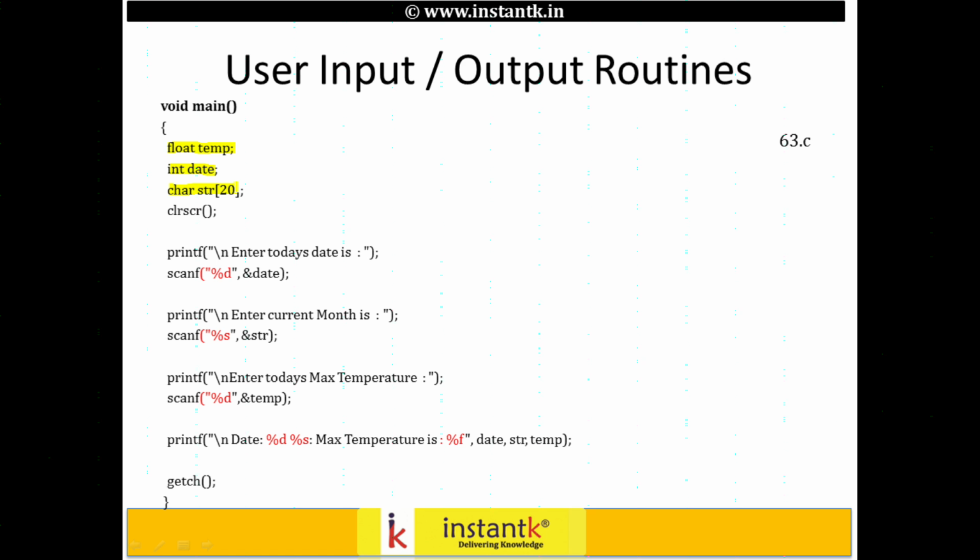So if you want to store any string, your name, some month, you should define consecutive characters, ASCII characters. If you want your name as Abhijit, A, B, each of these, you should define a sufficiently long array so that you save the whole thing. I'm assuming that no name is more than 20 characters. Today's date is going to be an integer, so I'm using %d.